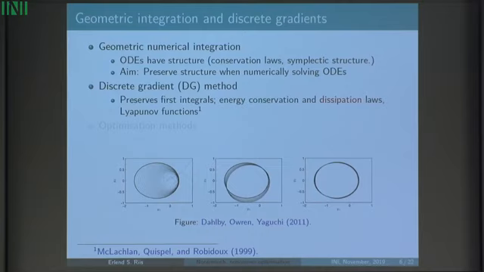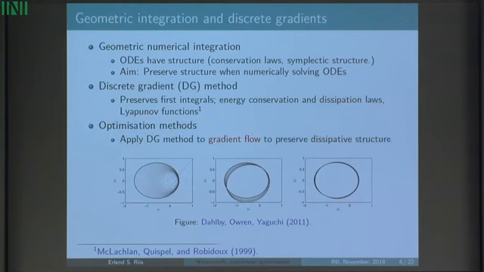Discrete gradient methods are a group of discretization techniques that are designed to preserve several structures. They preserve first integrals, meaning energy conservation laws and dissipation laws, and they also preserve the Lyapunov functions of systems. Often these are used to achieve long-term stability of your numerical scheme. So you can see the difference of not using discrete gradients to using discrete gradients and achieving long-term stability of your simulations. But in the context of optimization, you're more interested in preserving the dissipation behavior of your system.